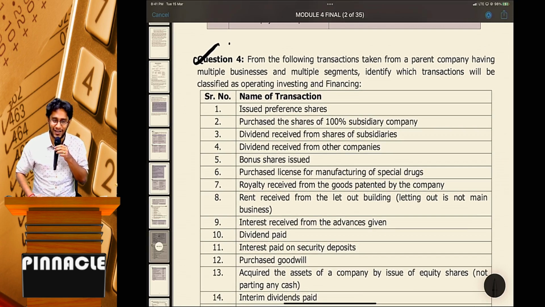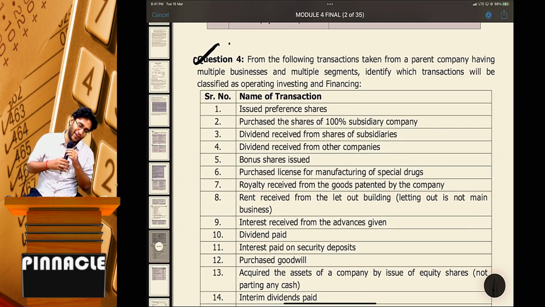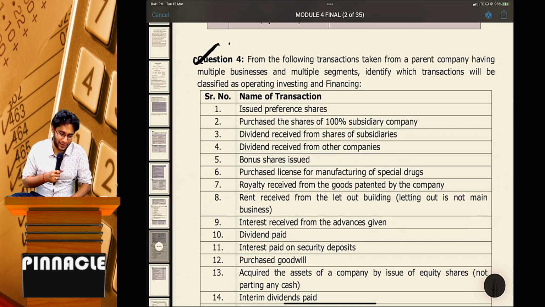You will do consolidated cash flow statement. From the following transactions taken from a parent company having multiple businesses and multiple segments, identify which transactions will be classified as operating, investing, financing. Sir, this table question as it is can come.